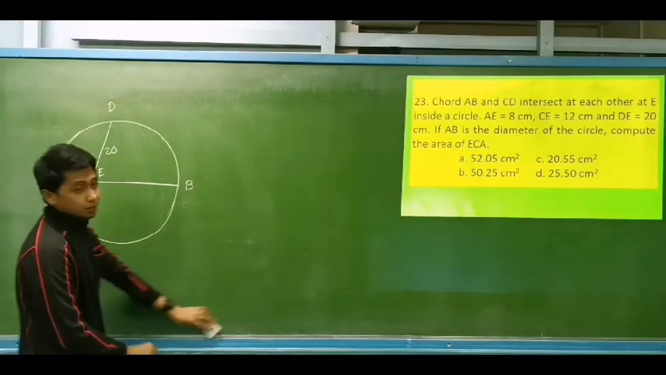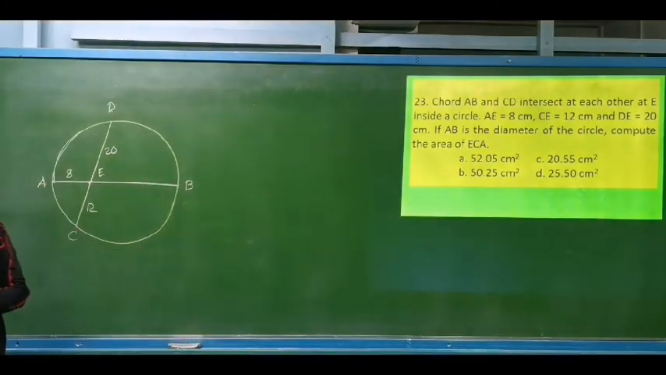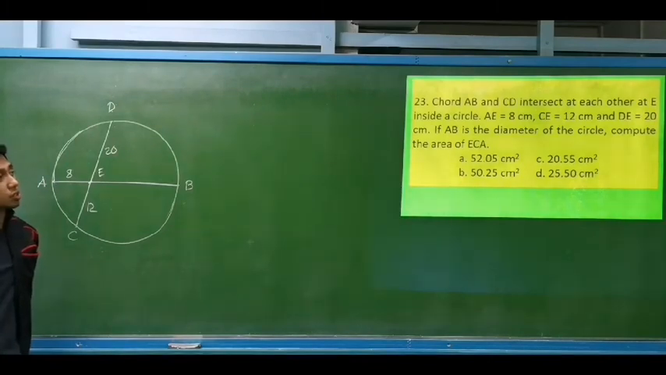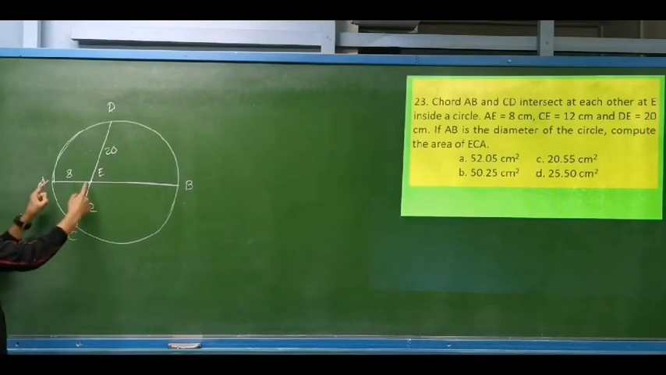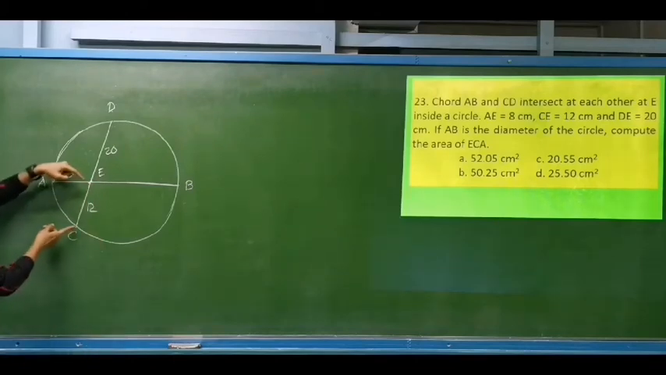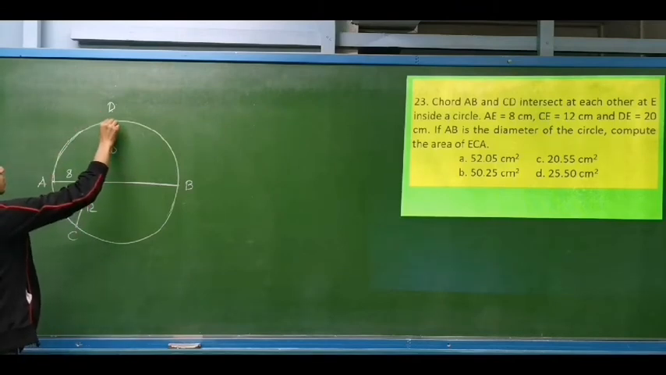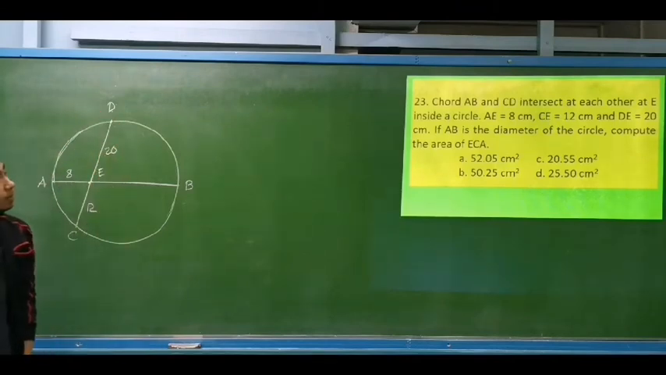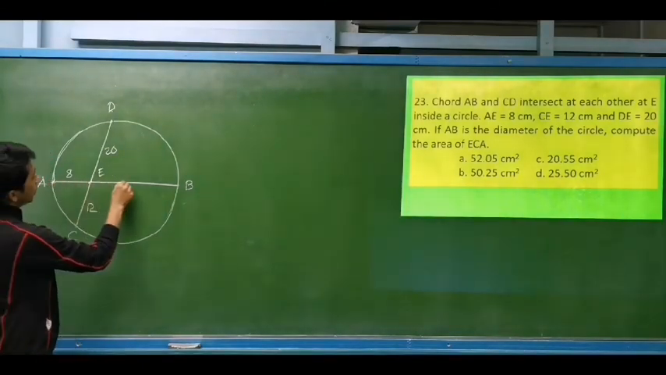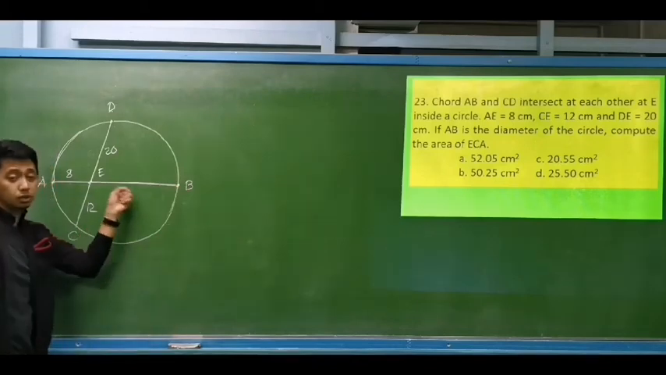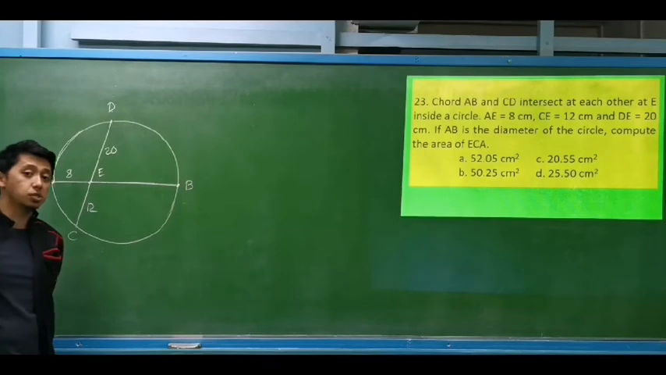Let's also try this problem. Lumabas natin ito sa board exam. Number 23, sabi niya, chord AB and CD intersect each other at E inside a circle. So distance AE is 8, distance CE is 12, tapos distance DE is 20. So if AB is the diameter, so sinabi rin niya sa problem na yung AB, hindi lang siya chord, kundi siya yung diameter ng circle, compute the area of ECA.